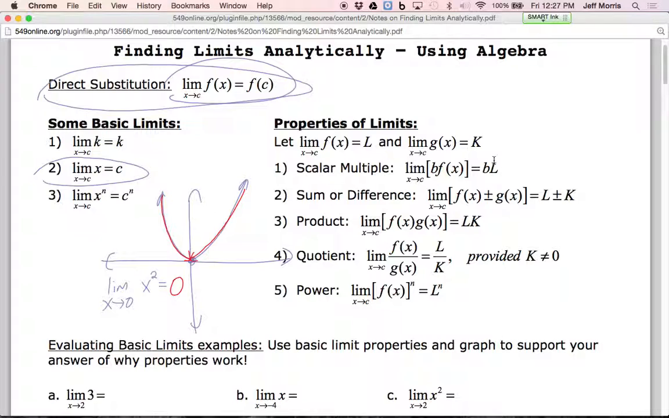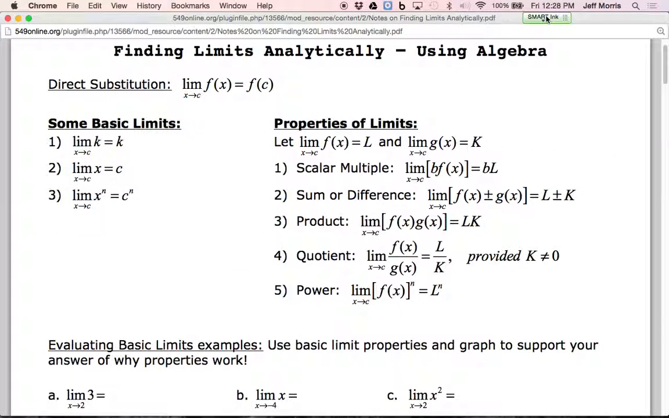Properties of limits. This right here, I'm going to tell you right now: put exploding candy by it, highlight it, do whatever you have to do. You need to know this inside out, backwards, forwards, every way. You have to know this. These properties are so handy.